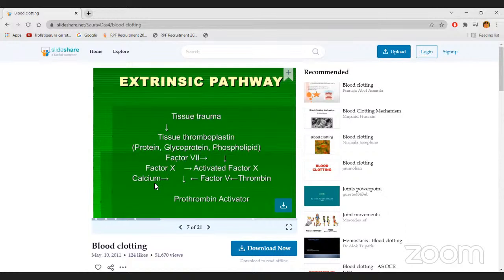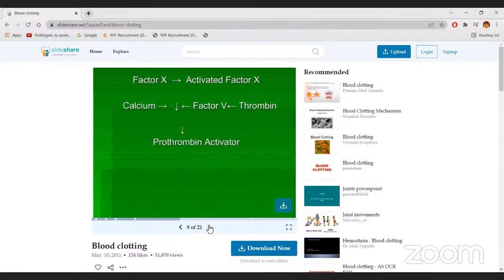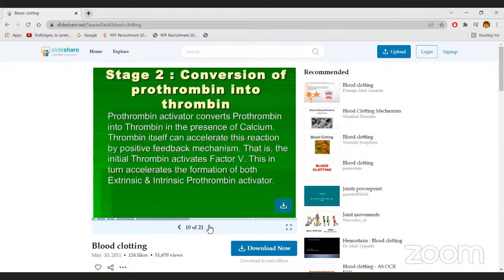Factor 7 is involved. Factor 9 is activated from factor 10, calcium, factor 5 and thrombin, giving the prothrombin activator. Then the factors are: factor 12, activated factor 12, kininogen, prekallikrein and collagen; factor 11, activated factor 11, calcium, factor 9, activated from factor 9. Then the next one, factor 10, activated factor 10, calcium, factor 5, thrombin, prothrombin activator.